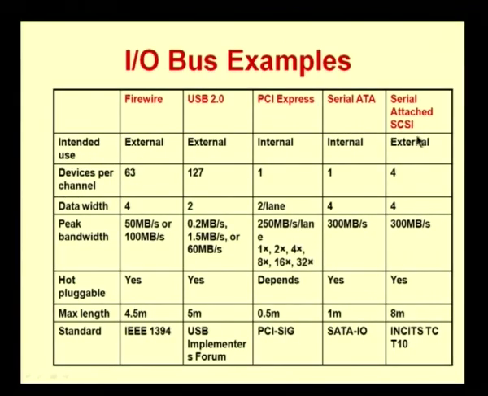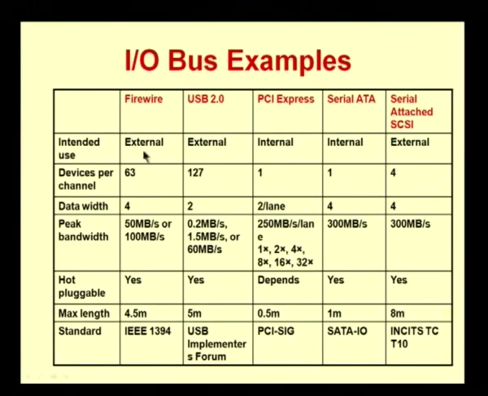These are some examples of IO buses. We will look at details of these in a later session perhaps, but these are examples of IO buses that are used. We have the FireWire bus, USB, the Universal Serial Bus, PCI Express, Serial ATA, and the Serial Attached SCSI bus. All these are different IO buses that have actually been designed and standardized.